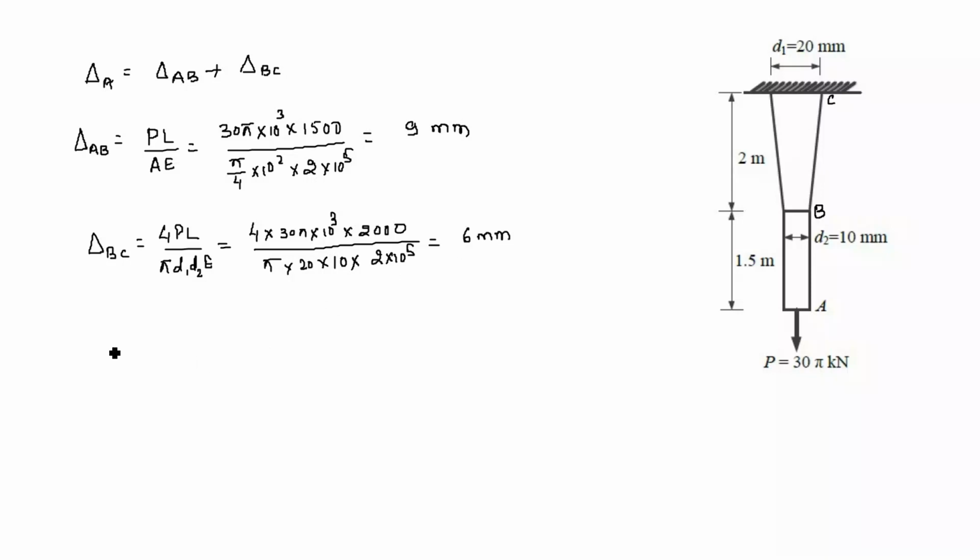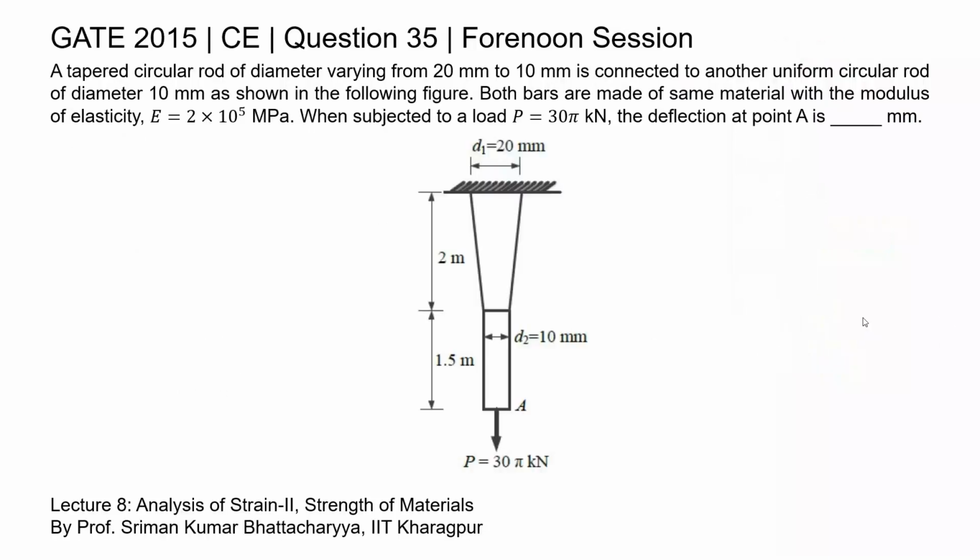So now the deflection at point A is due to deflection in the bottom rod plus deflection in the top rod. Deflection in AB we found 9 mm and deflection in BC we found 6 mm. So that is 9 plus 6, that is 15 mm. So we got the deflection at point A as 15 mm. So 15 is the correct answer for this question.